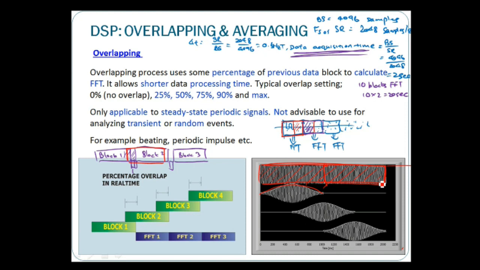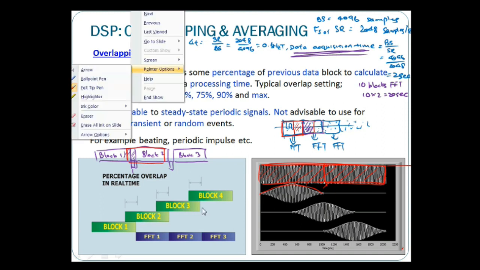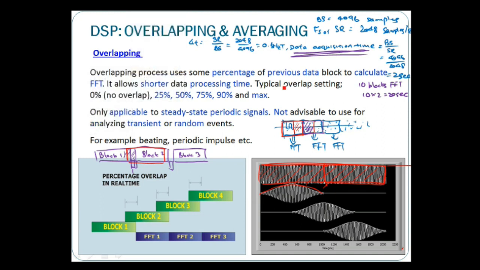We are more concerned about the actual vibration signals. It's not a pure sine wave. You have a lot of signal coming in, and sometimes it is not really steady. When it's not really steady and you are doing overlapping, then it will affect accuracy. So that comes to the second statement here: only applicable to steady state periodic signals.